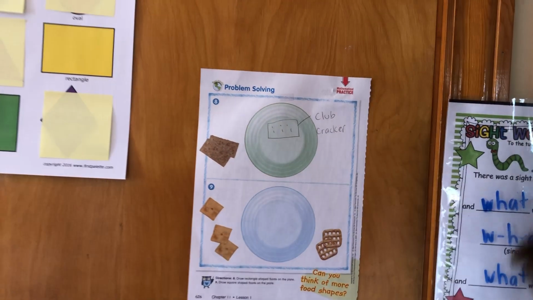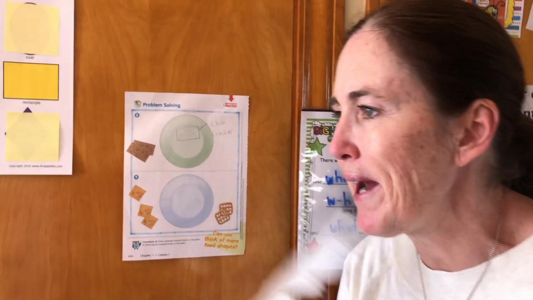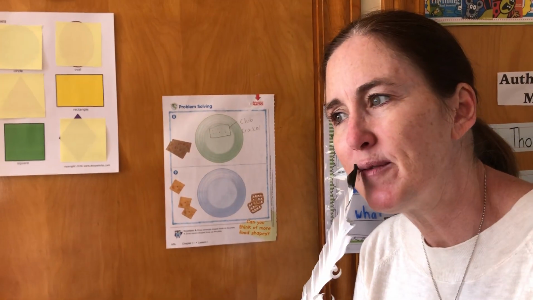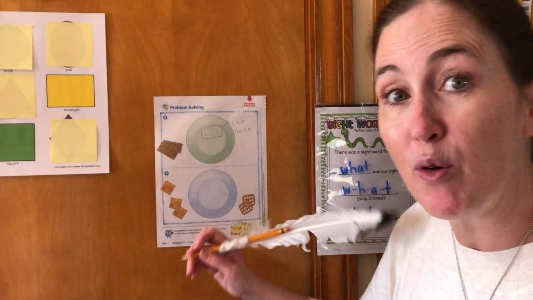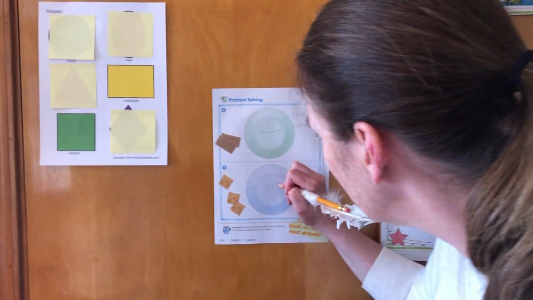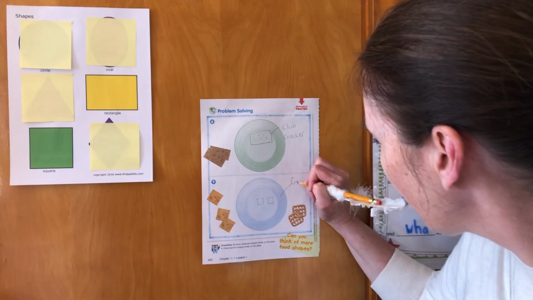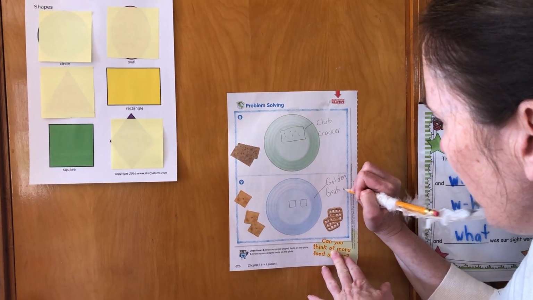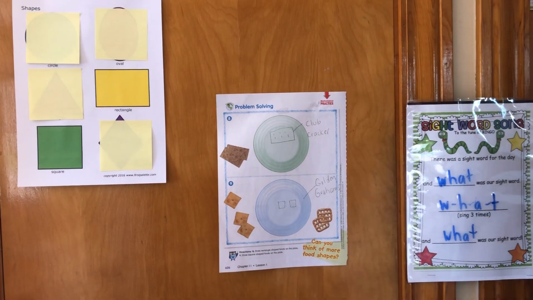All right, blue plate. They want us to think about a food that's a square. Tell a grown-up what you think. I'm going to write about Golden Grahams. They're my favorite cereal. I don't even know how to spell it. Is that right? I think so.